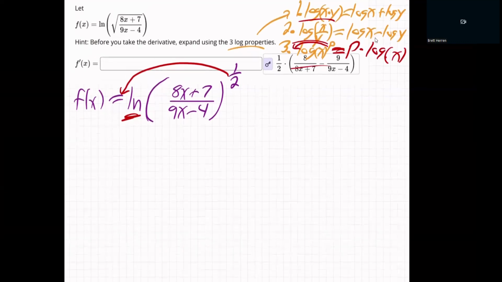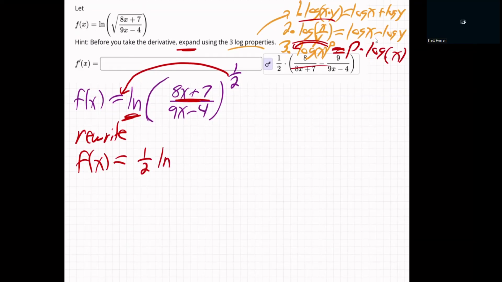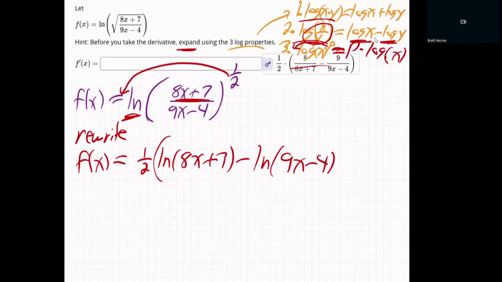So the first thing, yes, they say expand or rewrite. So I'm going to rewrite. There's no derivatives yet. This is still f of x. Going to put that half in the front. And then we have ln. Now, these two things are divided. And what does dividing do? Becomes subtraction. So it's going to be half, now you gotta put half like that, and ln of 8x plus 7 minus ln of 9x minus 4. In fact, for added clarity, let me put parentheses like that, the colors help. Do you see why it has to be that way?